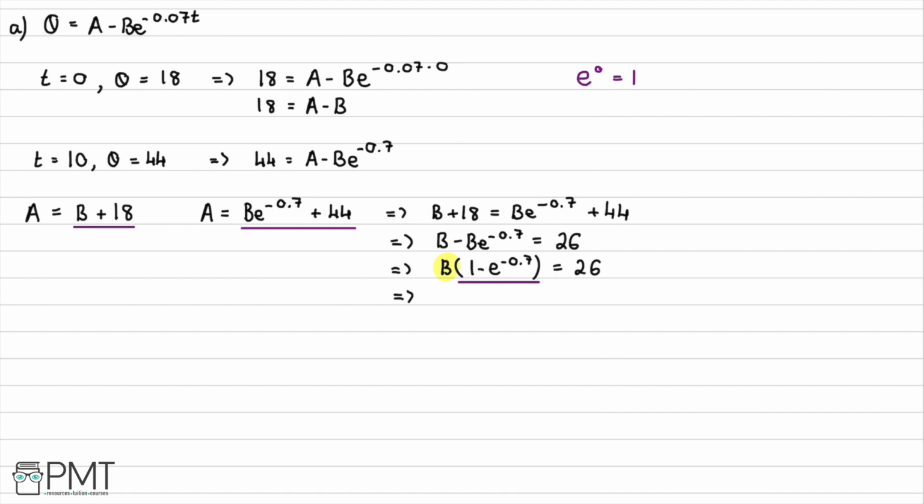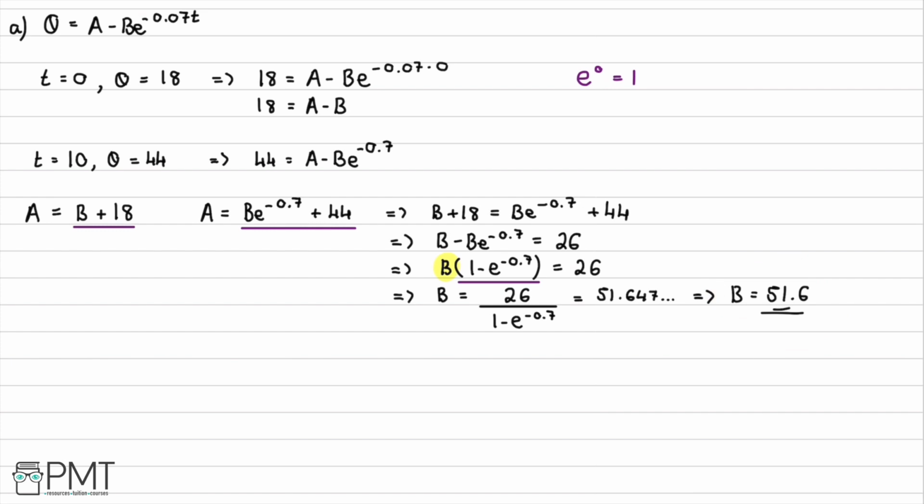So therefore, we can say that b is going to be equal to 26, and we divide that by 1 minus e to the negative 0.7. And what we can do is put this into our calculator, and this comes out as 51.647 and so on. Like the question asked for, we're asked to give these values to three significant figures. So we can say that b is going to be equal to 51.6. So now we've found out the value of b.